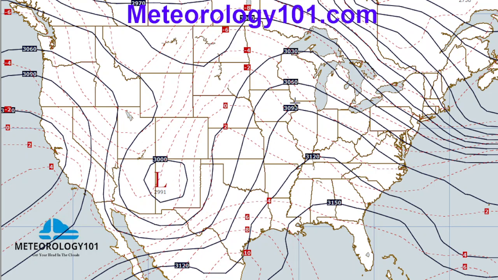We just have to look at this ridge. This ridge is going to have to weaken. It's going to have to get out of the way for that low pressure system to do anything. So we'll pull the models and verify what's going to happen there.